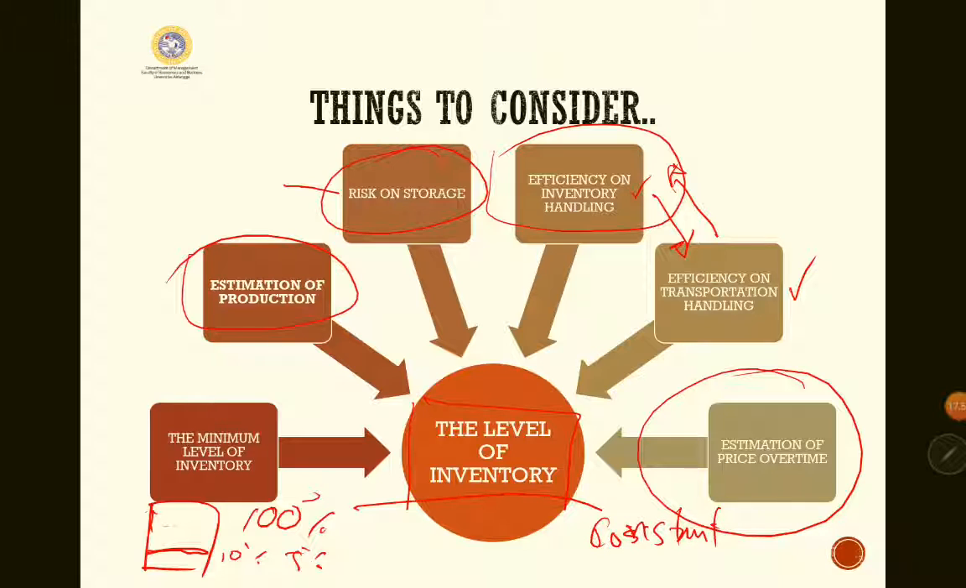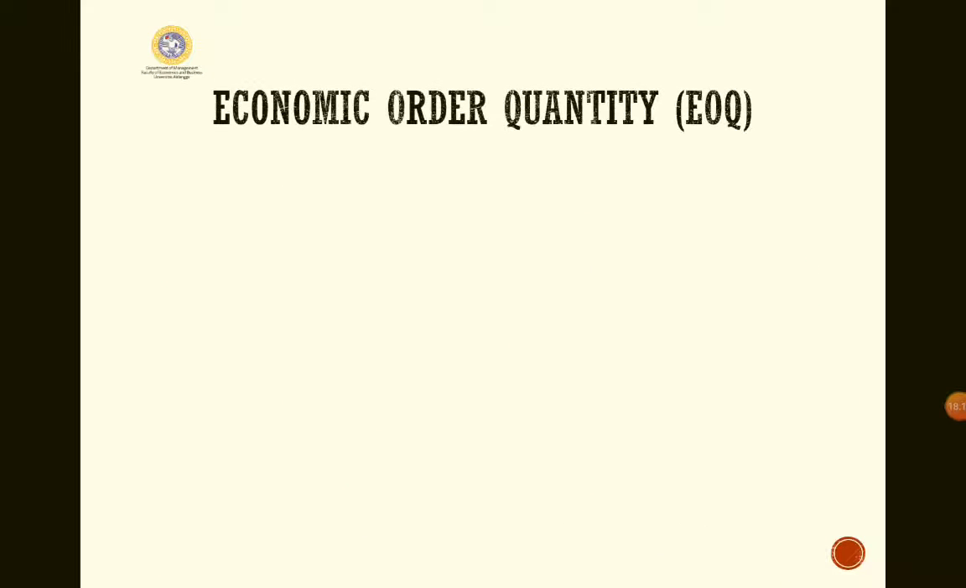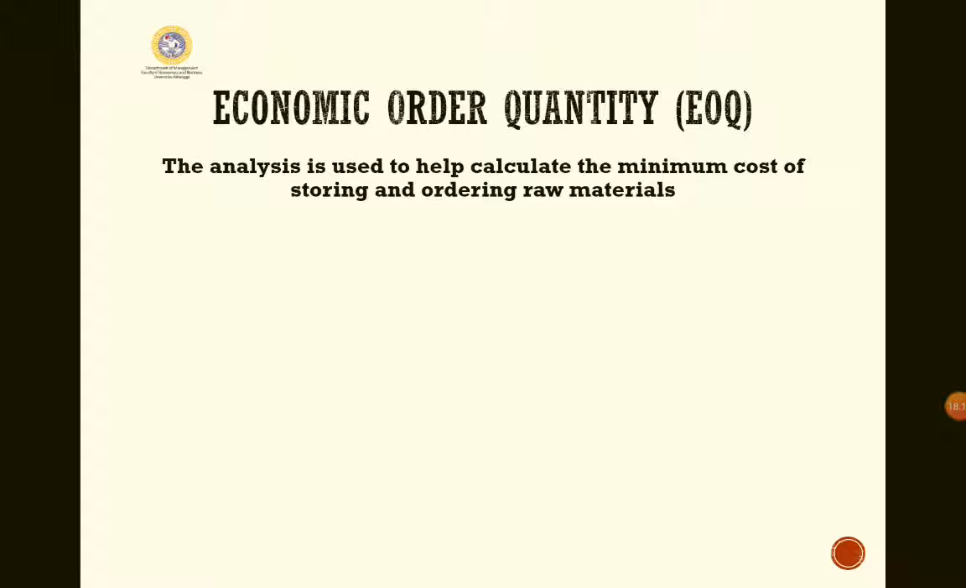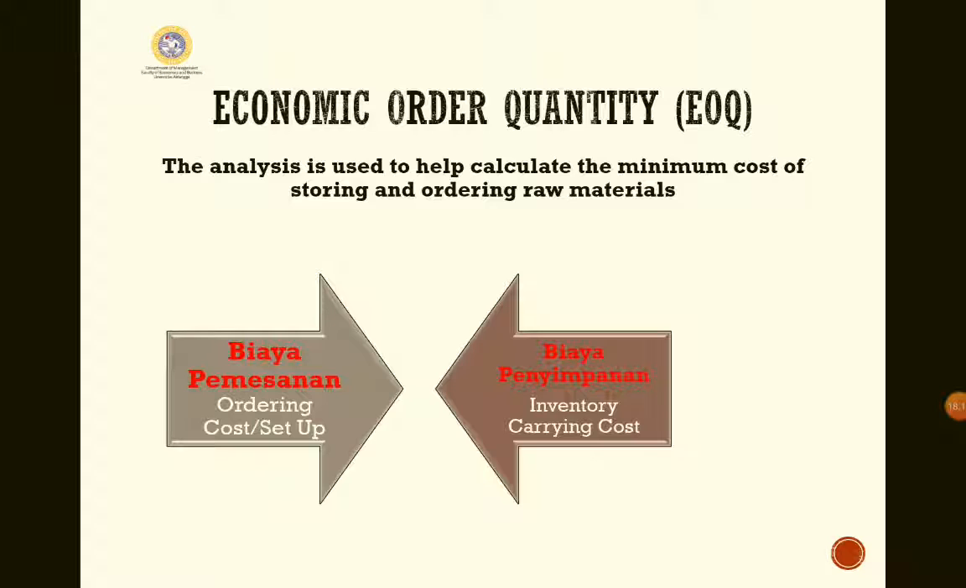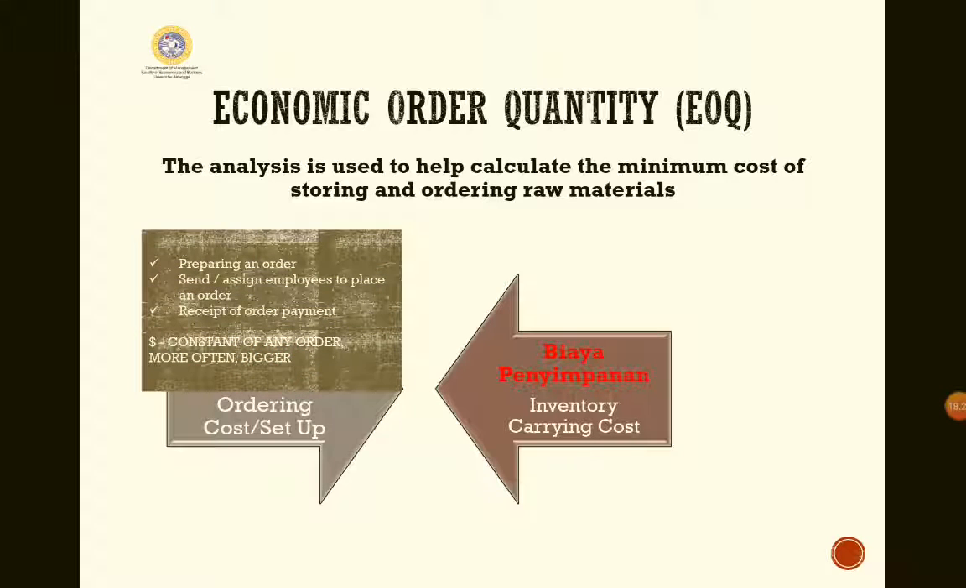Otherwise, it is hard to calculate our optimum order quantity, or economic order quantity, that I want to explain in the next slides. Yes, this is economic order quantity, defined as the analysis used to help calculate the minimum cost of storing and ordering raw materials.